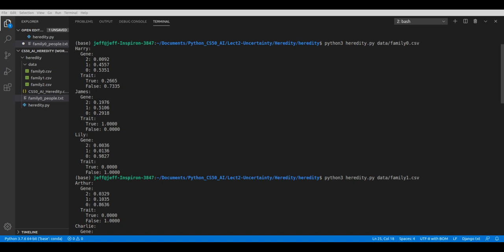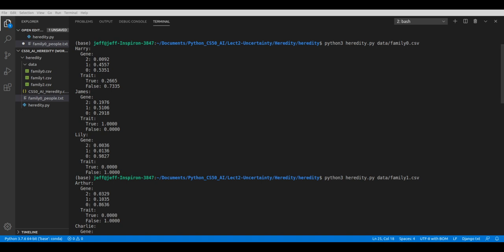And what we're seeing by running the program through all the combinations of probabilities and how they inherit from the parents is that Harry has a small probability of expressing this trait and a probability of being false of about 75%. Also, you see that it's a very low probability that he will have 2 copies of the gene. He will have almost a 50% chance of having 1 copy or 0 copies.